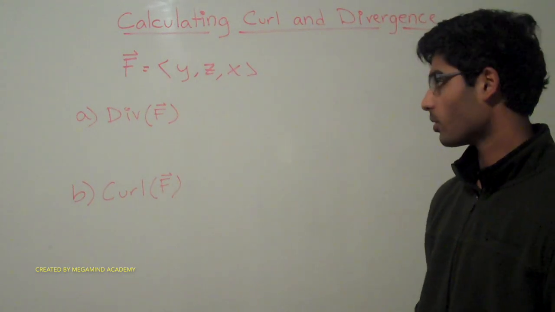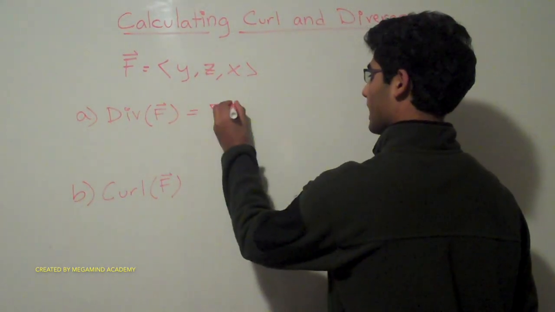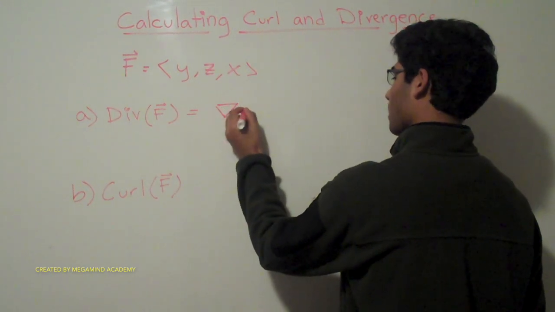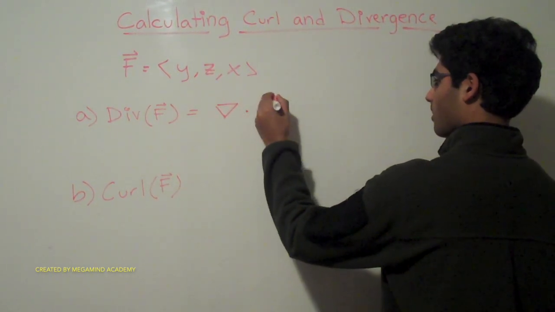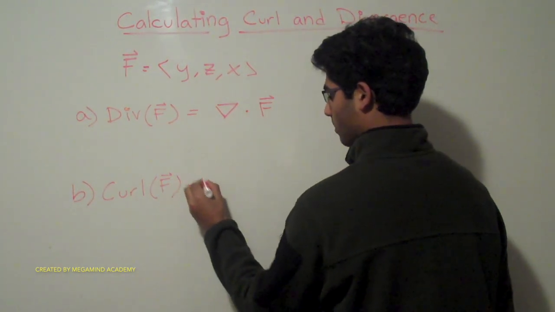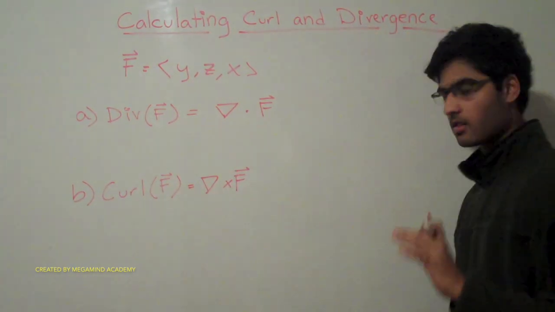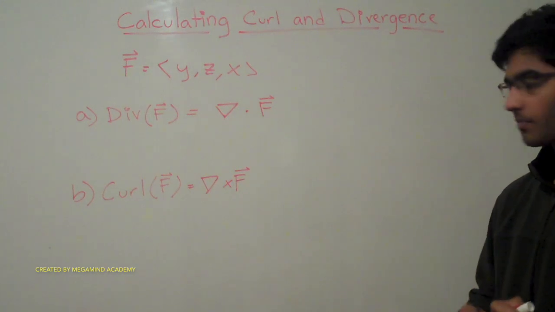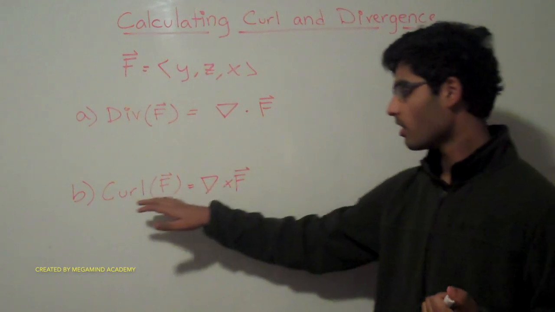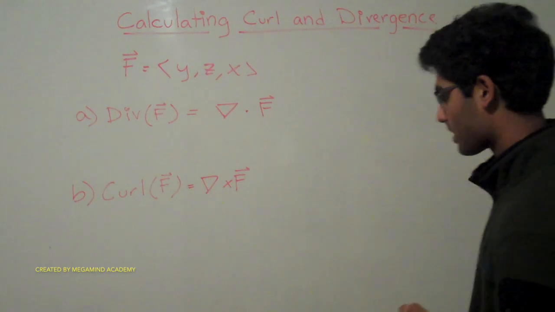Well, let's first go back to our formulas that we know. We know that divergence is equal to the del operator dot the vector field, and the curl is equal to the del operator cross the vector field. So before we even use these formulas, let's talk about what they mean. What this means is we're going to come out with a number. So divergence is going to be a number. The curl, on the other hand, is going to give us a vector. So curl of f is going to be a vector.